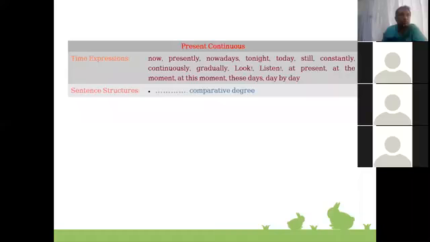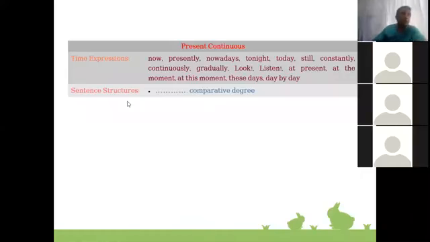Now presently means বর্তমানে, nowadays আজকাল, tonight আজ রাতে, today আজ, still এখনো, constantly চলছে, continuously চলছে, gradually ক্রমান্বয়ে, look দেখো, listen শোনো, at present বর্তমানে, at the moment এই মুহূর্তে, at this moment এই মুহূর্তে, these days আজকাল, day by day দিনে দিনে.